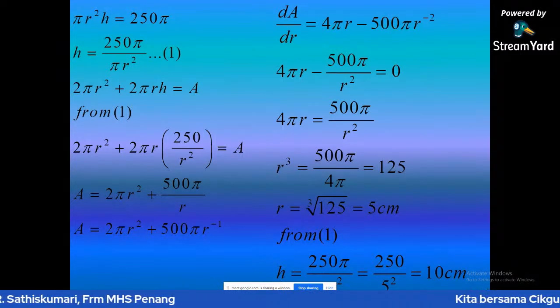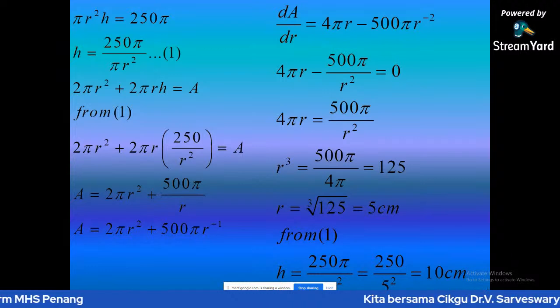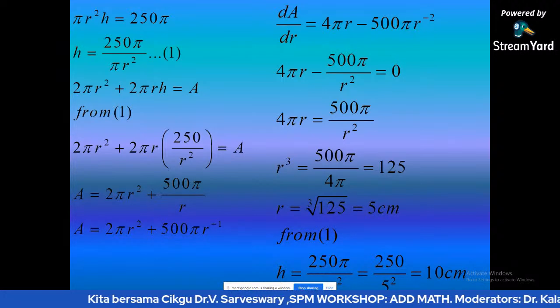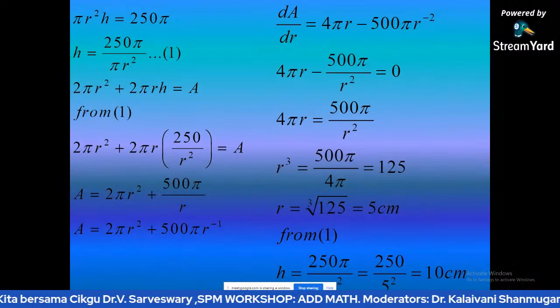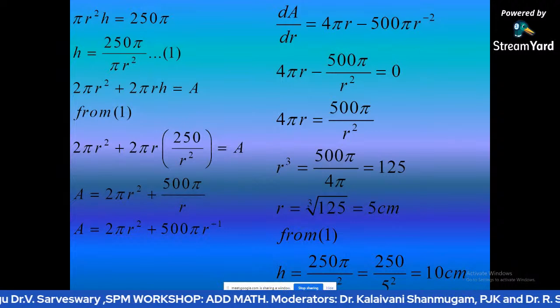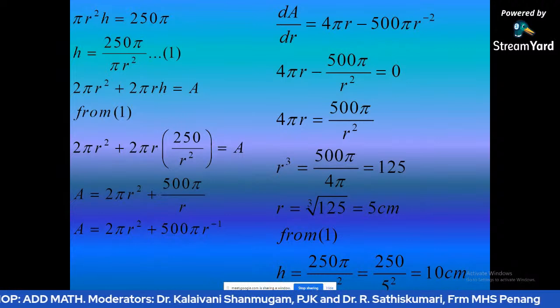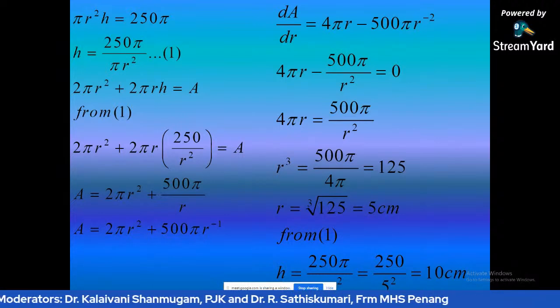Still, you can answer part B. Understand? So in your part B, you can use your A. Already A, they already given. After you prove, you should get 2 pi r square plus 500 pi divided by r. In your part B, they said your area must be minimum or as small as possible, which is dA/dr equals to 0. So you can still do your B part.